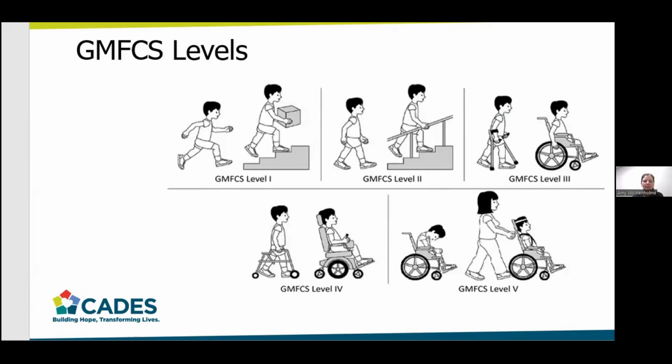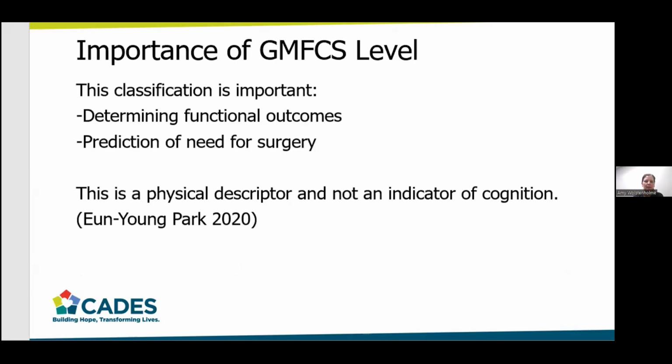Your doctor has classified your child based on the Gross Motor Function Classification System. The level indicates the functional mobility that your child demonstrates. The levels go from 1 through 5, with 1 being the most mobile and 5 being the most dependent. Your PT has likely included this in your child's evaluation or reevaluation report. Bear in mind, this is a physical descriptor and not an indicator of cognition.